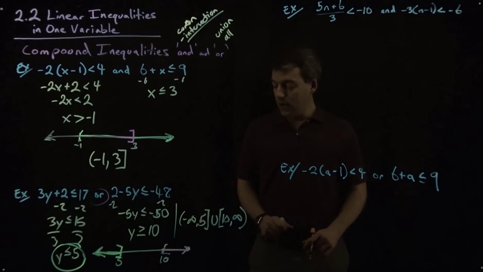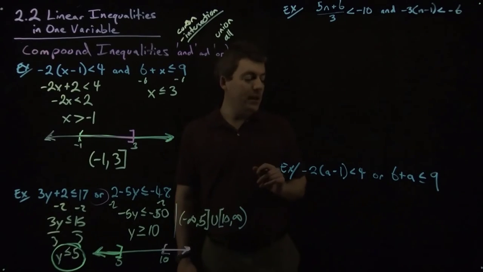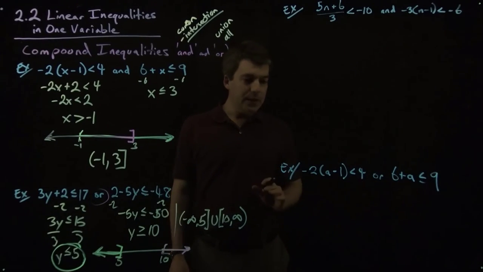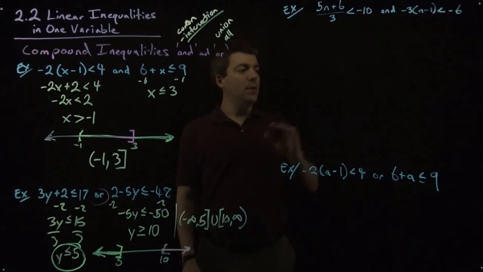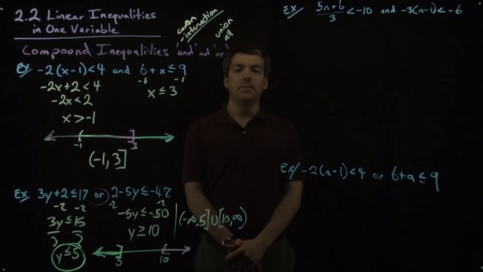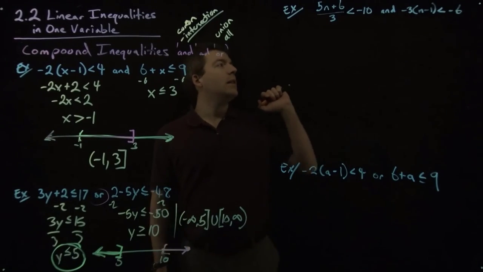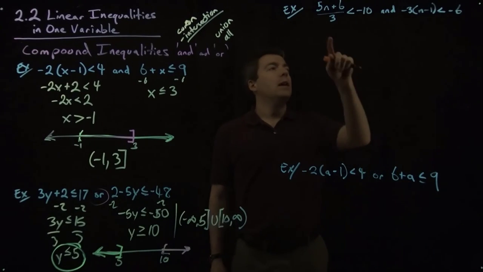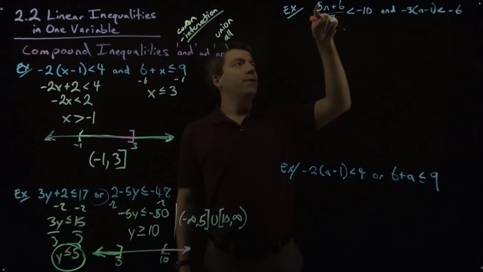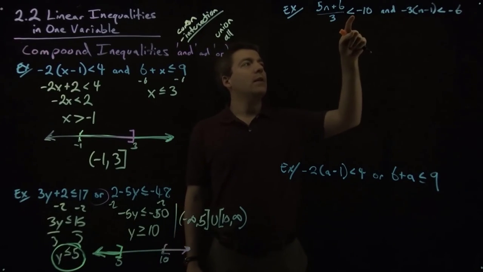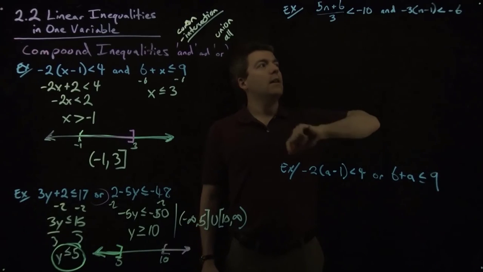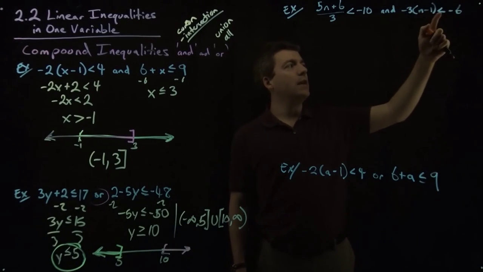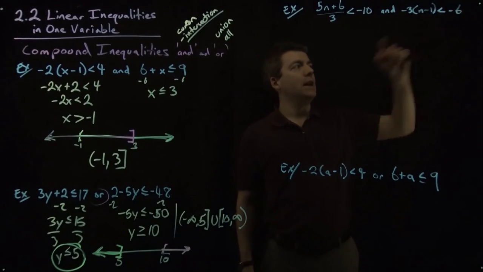All right, good. Okay, let's do a couple more examples. Again, if you like, go ahead and pause the video right now and solve both of these. And when you start up the video, we'll work on them. All right. So here we have an and, so it's a conjunction. We want the intersection. We'll start with this first inequality. So 5n plus 6, all over 3, strictly less than negative 10. And negative 3 times the quantity n minus 1 is strictly less than negative 6.